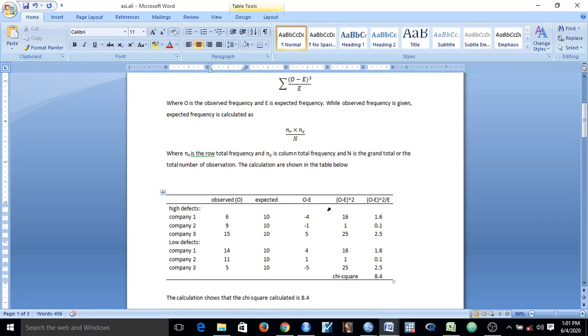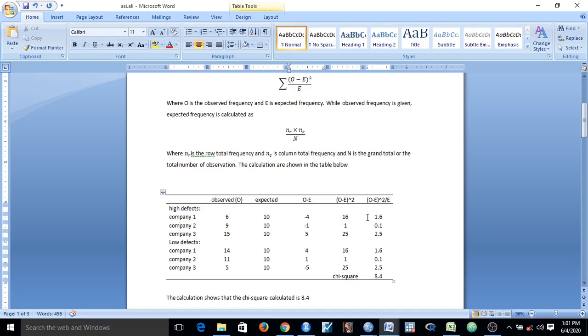So we remove the expected, we have this, then we square the difference between the observed and expected. So our 4 squared will be 16, 1 squared is 1, 5 raised to power 2 is 25, 4 raised to power 2 is 16. So we add everything together.